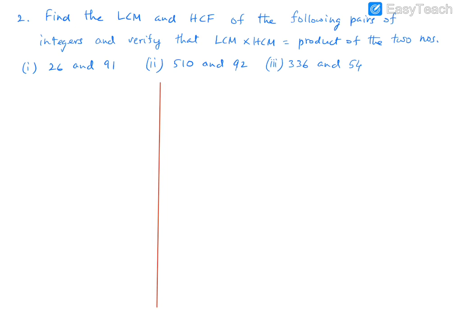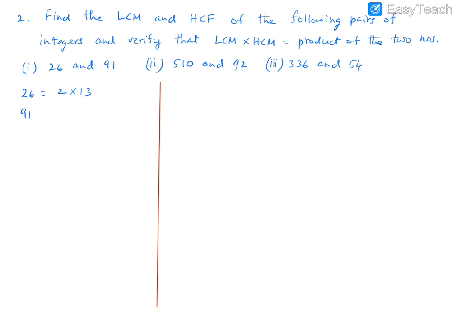So let's first write down 26 and 91 in terms of their prime factors. So 26, of course, we can write it as, because it's an even number, we can divide it by 2. So 2 will go into 26 13 times. So it's 2 into 13 is 26. And then 13 is a prime number, so we cannot divide 13 any further. So the prime factor representation of 26 is 2 into 13.